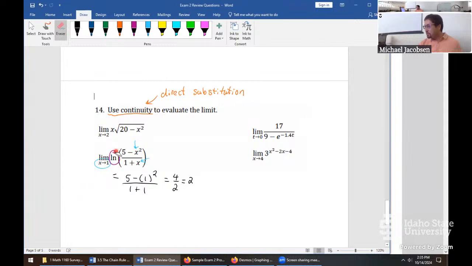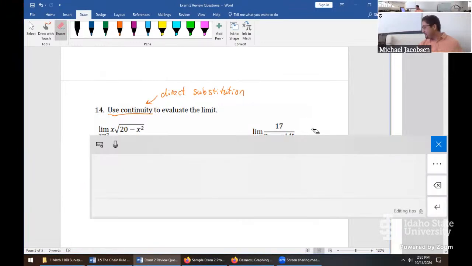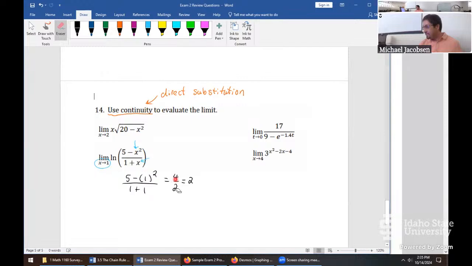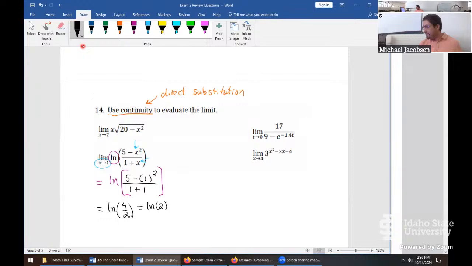So correcting my work after the fact, let me see what I can do here. We'll put a little red pen here to make that on the official record. This is equal to the natural logarithm of all of that stuff, which then turns into the natural logarithm of 4 halves, becoming natural logarithm of 2.